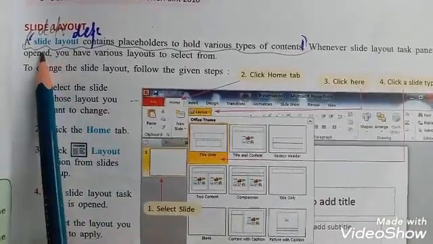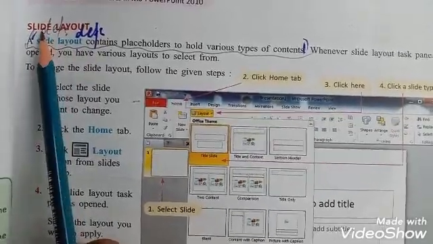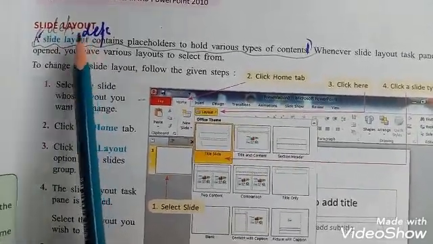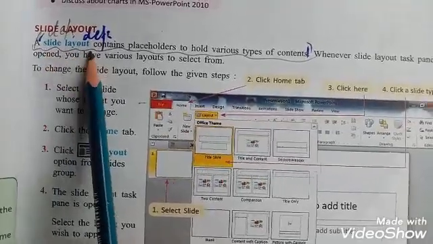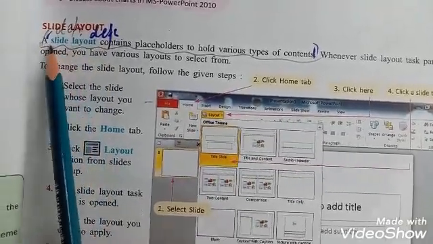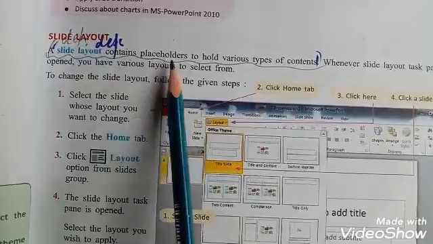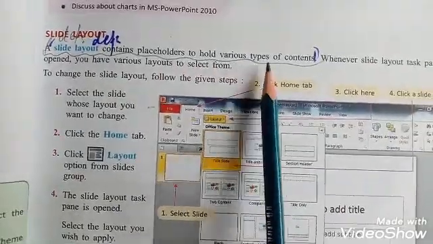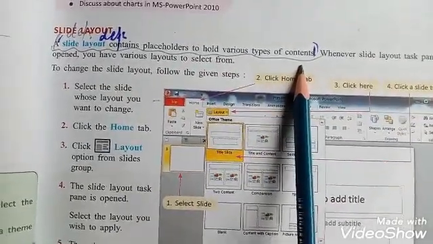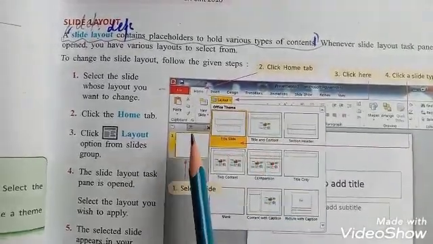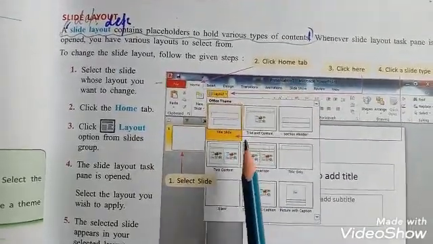Grade 6 students, our first topic is slide layout. Students will underline the definition and learn it. A slide layout contains placeholders to hold various types of contents. To change the slide layout, follow the given step.